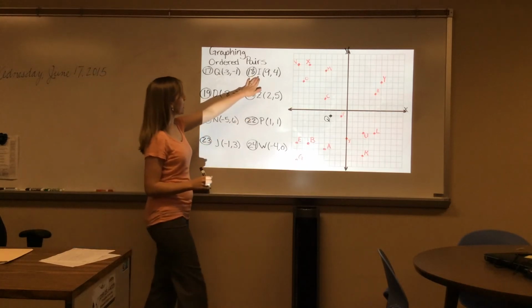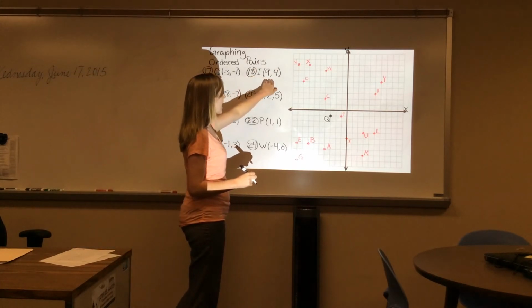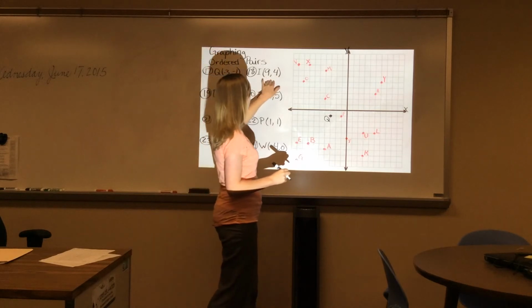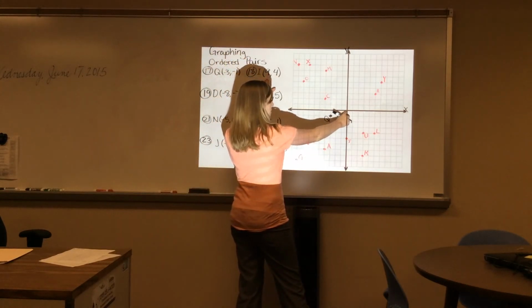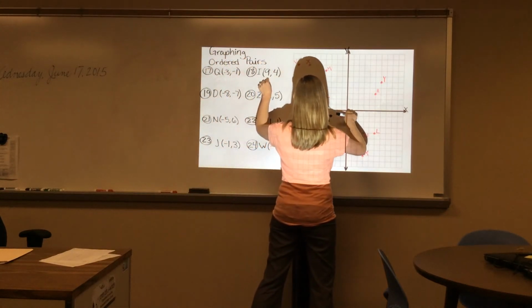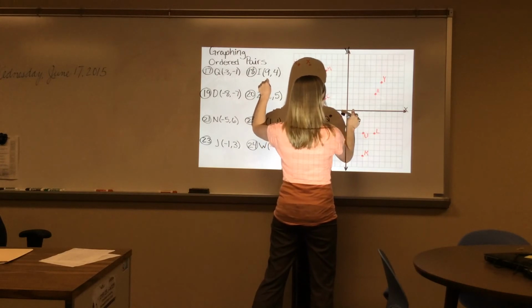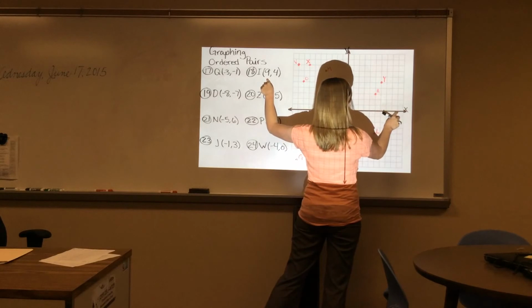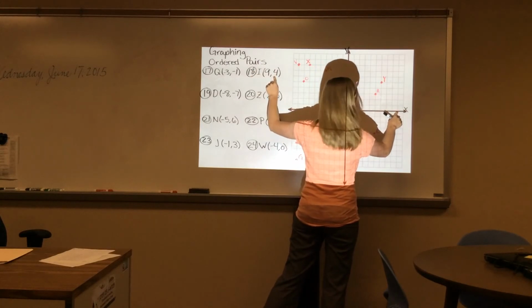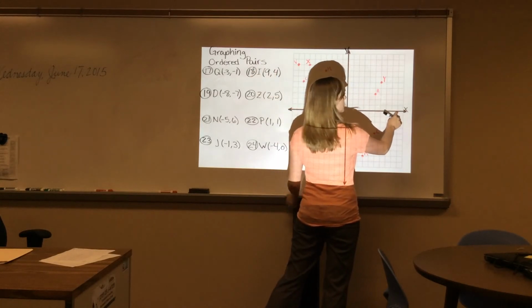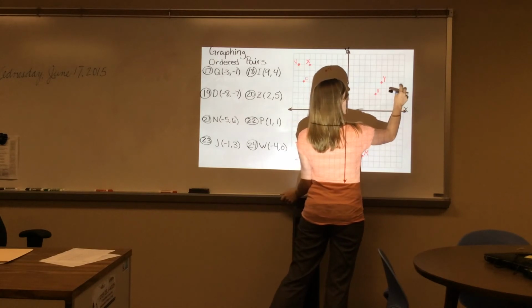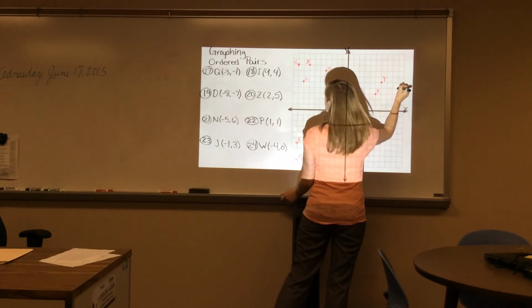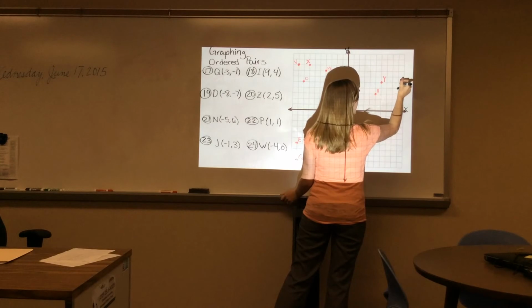For number 18, we have point I, and the coordinates are 9, 4. +9, +4. Start at the origin. Positive numbers for the x-coordinate means count to the right 9 places. 1, 2, 3, 4, 5, 6, 7, 8, 9. +4 for the y means go up. So we count up. 1, 2, 3, 4. This is my point, and I will label it I.